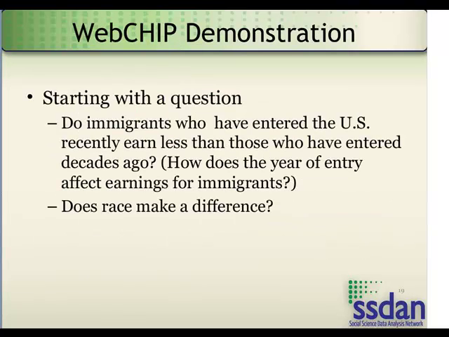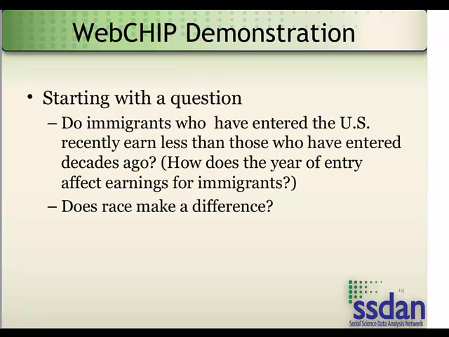So we'll start with this question. Do immigrants who have entered the U.S. recently earn less than those who have entered decades ago? And how does the year of entry affect the earnings for immigrants? This is under a hypothesis that immigrants who have been here for a long time have had more ability to kind of become assimilated or acculturated into American society, better able to get schooling here, better to have higher levels of income than maybe new immigrants. That's at least a hypothesis.